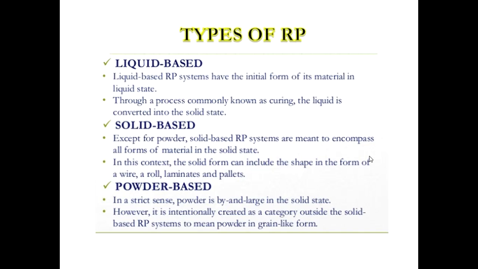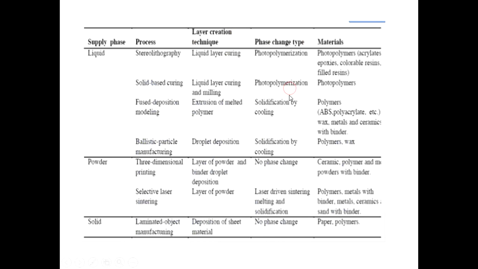In the solid based techniques we are using some solid material for manufacturing. Solid can be in the form of wire, roll, laminates or pellets, which are used as the initial material. Then we are using powder. The material is in the powder form. It may be powder of wood, powder of plastic, or metal powder that we are using in the manufacturing. So based on this we can have these different types of rapid prototyping.